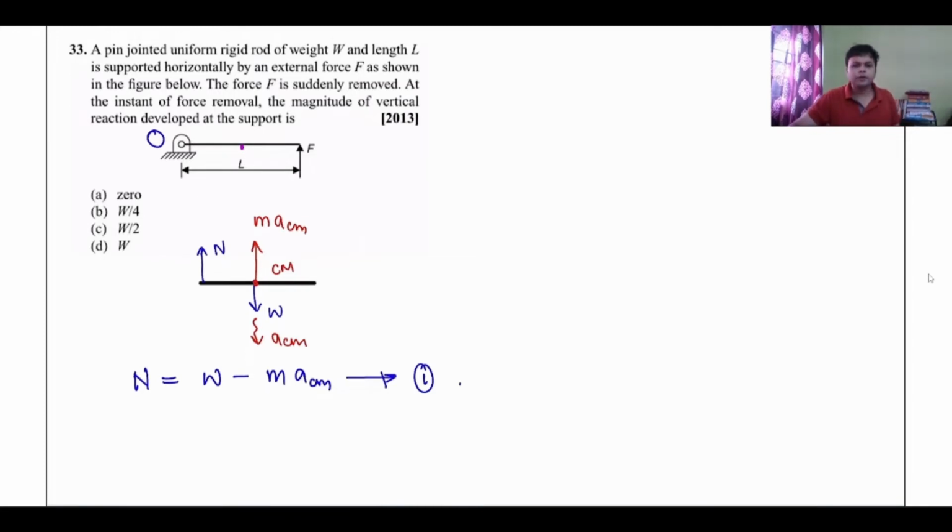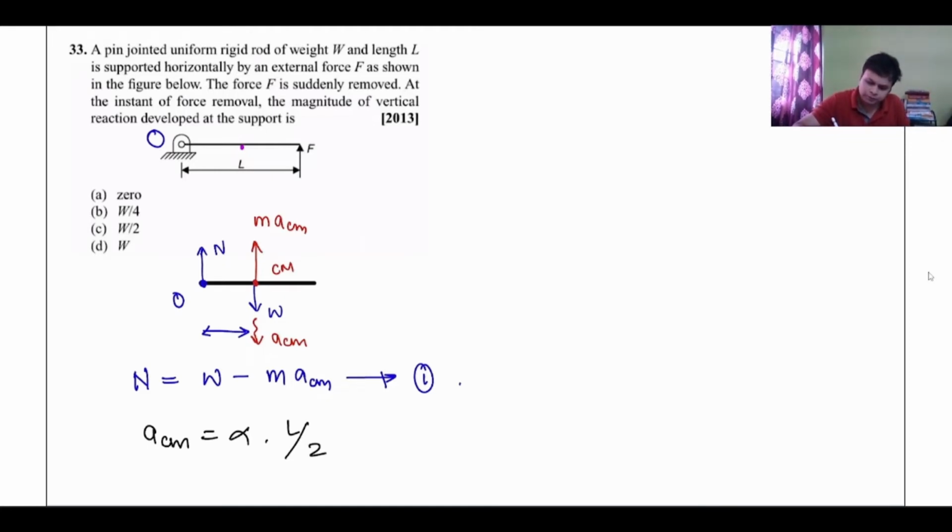How to find out the acceleration of the center of mass? Now, we all know that since this is rotation, can I say the acceleration of center of mass, ACM, is equal to alpha into L by 2? Yes or no? Because the whole body is rotating about point O. This is point O, and this distance, half of the length, is L by 2. Just imagine the center of mass is having a circular motion about point O. So the acceleration of center of mass is nothing else but the tangential acceleration of the midpoint, equal to alpha into L by 2.